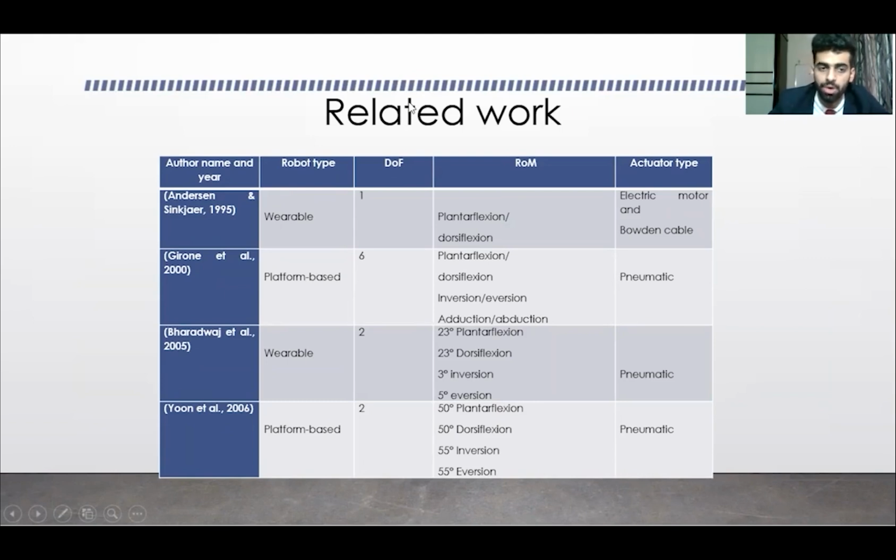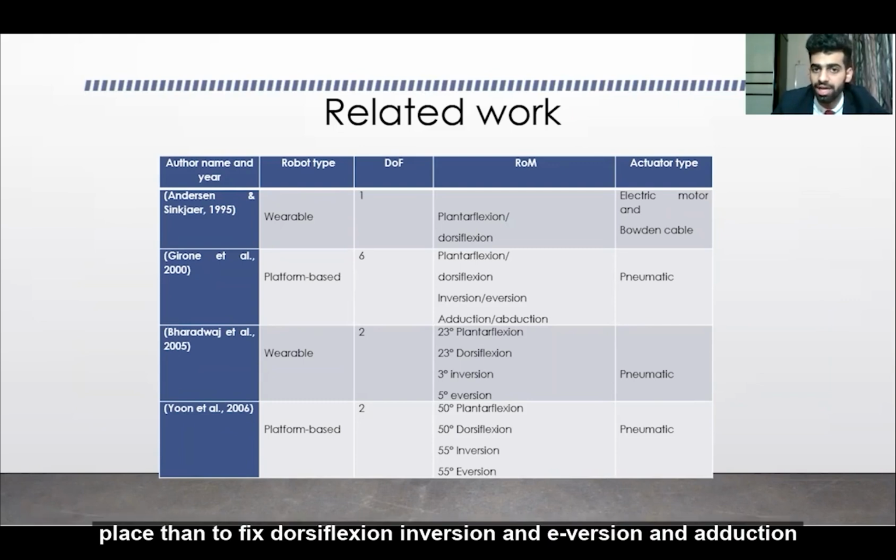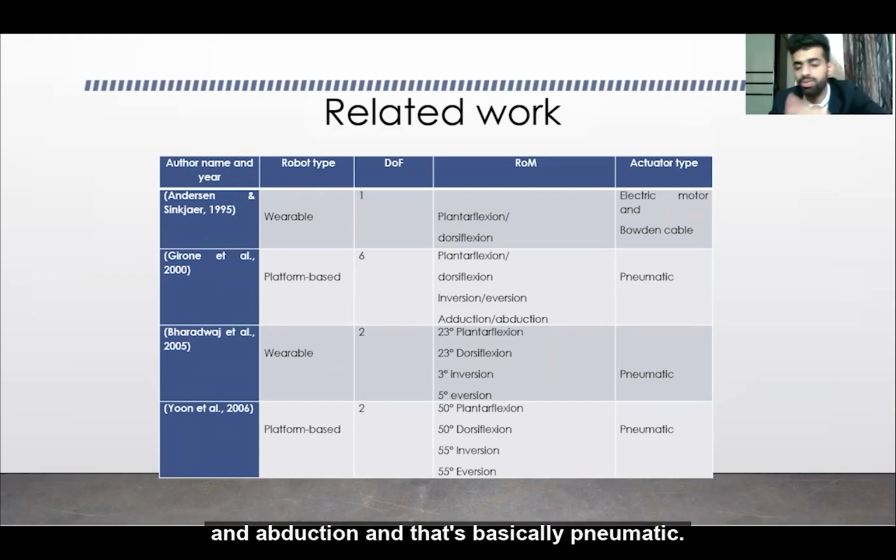The actuator is an electric motor. The second is Girone, and the year is 2000, and the robot type is platform based. The range of motion is actually allowed in all different planes: plantar flexion, dorsiflexion, inversion and eversion, and adduction and abduction. And the actuator type is basically pneumatic.